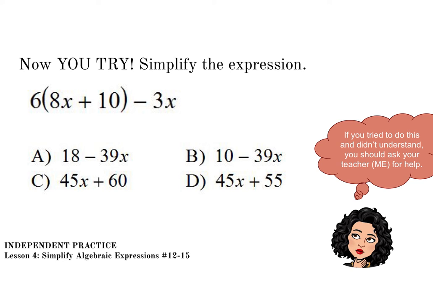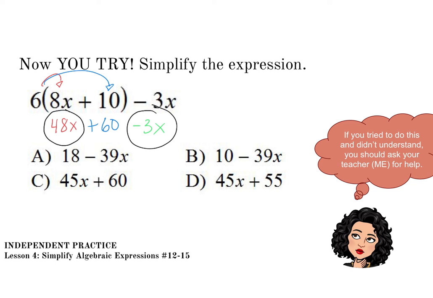So remember, we want to distribute first. So I'm going to multiply the 6 and the 8, which gives me 48x. I'm going to multiply the 6 and the 10, which gives me 60. And then I'm going to bring down this 3x. So now when I combine like terms, this has an x and this has an x. So 48x and minus 3x is equal to 45x. And then I'm just going to bring down that positive 60 because there is no other number that I can combine. So the correct answer would be C.